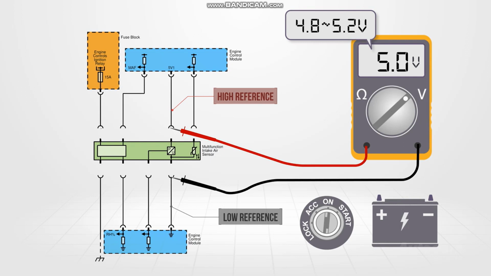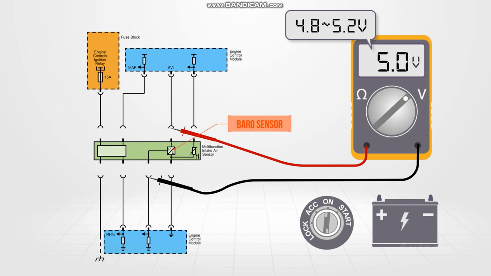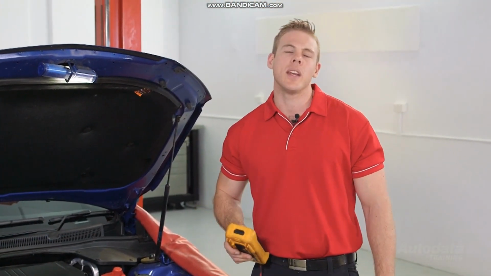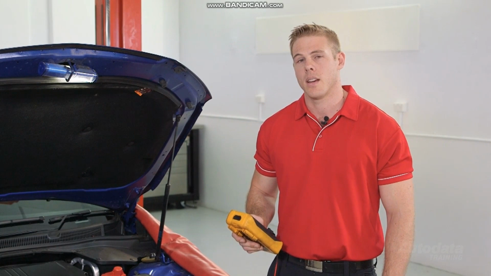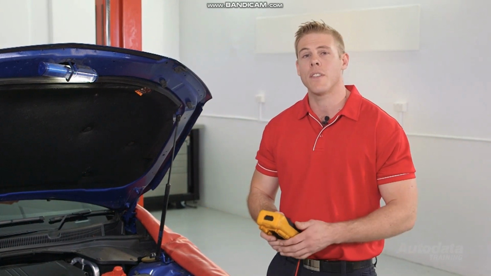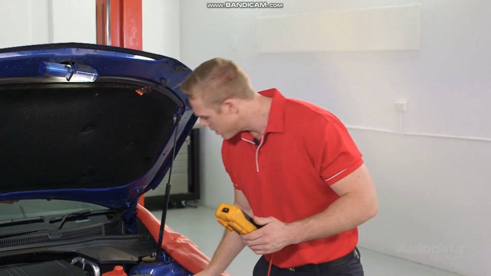Move the black lead from the low reference terminal to the signal terminal. Again, 4.8 to 5.2 volts should be seen. If the correct voltage was present during each test, we have proved the circuit's integrity, leaving the baro sensor as the cause of the fault. But what if we didn't get these values during our test? Let's see what we need to do if the voltage readings were incorrect.